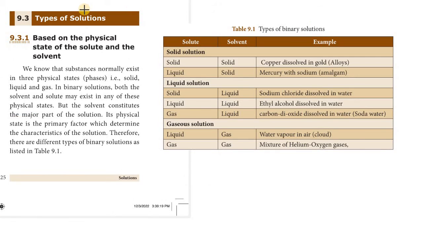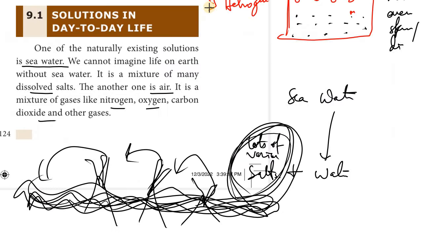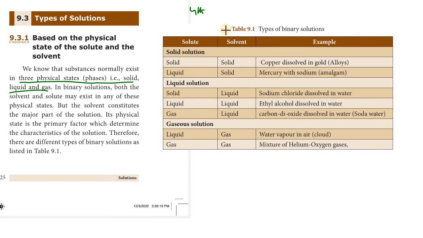Okay, now let us talk about types of solutions. We do know that substances exist normally in three physical states or phases, which are solid, liquid and gas. Of course, there is the fourth phase of matter, which is plasma. It is not easily observed. One of the examples is lightning that you see during thunderstorms. But you must remember that this is yet another state. Actually, there are even more states, but right now let's concentrate on only solid, liquid and gas.